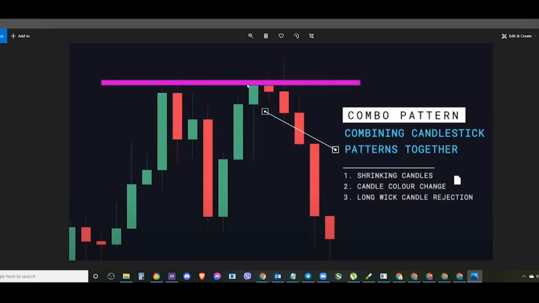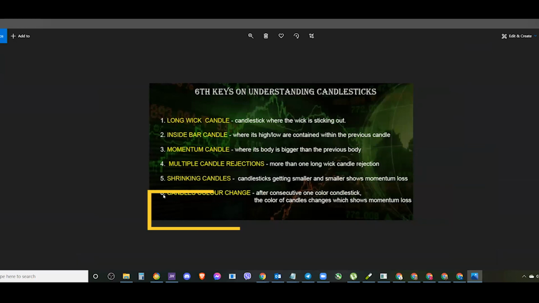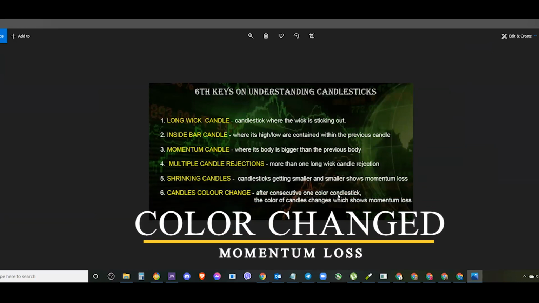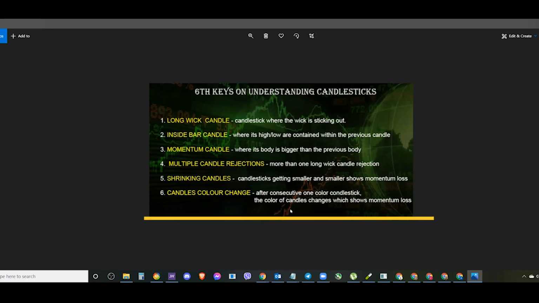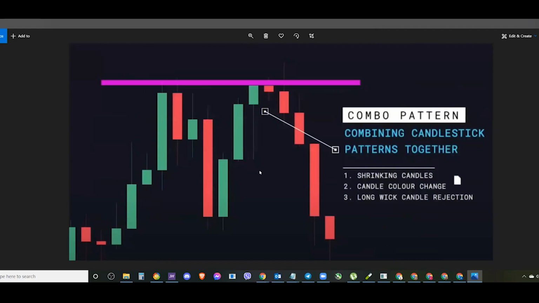Tapos nagkaroon pa ng color change. I-discuss din natin, once na nagkakaroon ng color change, isa yun sa mga tinitignan natin. Okay, ang color change ay number 6 category. So after consecutive one color candlestick at nagkaroon ng changes, nagpapakita rin ng pagbabago ng momentum.